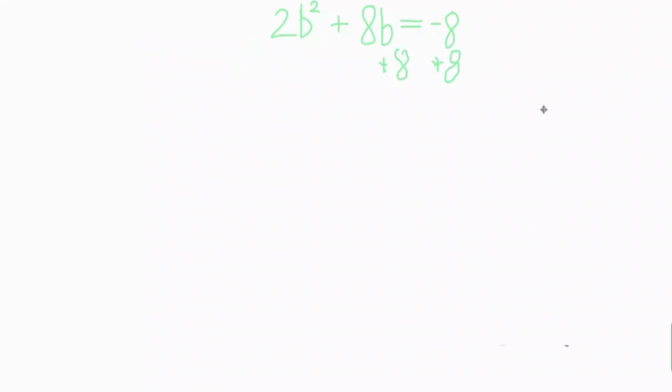We write the equation as 2b to the second power plus 8b plus 8, because we added this to the equation. We're not necessarily adding it to either of these terms, but we're adding it to the equation at the same time. And then since we added 8 to negative 8, it's going to equal 0.